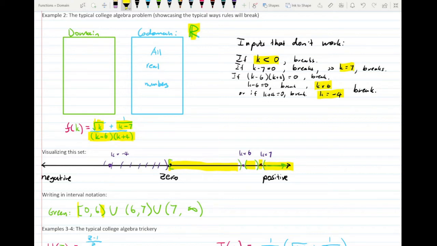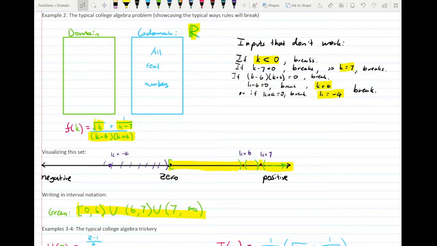So that's the way you're supposed to represent these sets. This interval notation is the same as this set that I've drawn on the number line here. As a side note, it doesn't actually matter what order you combine these three intervals in. You could have written 0, 6, and then union 7, infinity, and then union the middle interval, but it's generally good practice to just put them in order.